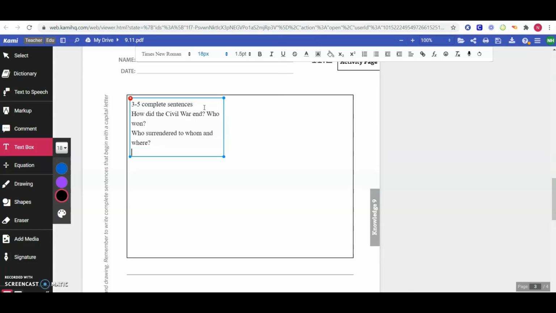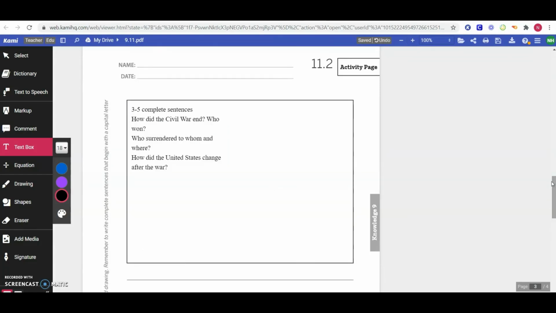And lastly, how did the United States change after the war? What are some ways that the United States changed when the war was finished? Make sure those sentences are full. Make sure those sentences are complete. They should start with a capital. They should have a subject and a predicate, and end with a final mark. Make sure you're answering these questions. How did it end? Who won? Who surrendered to whom? And where did that surrender take place? And how did the United States change after the war was over?